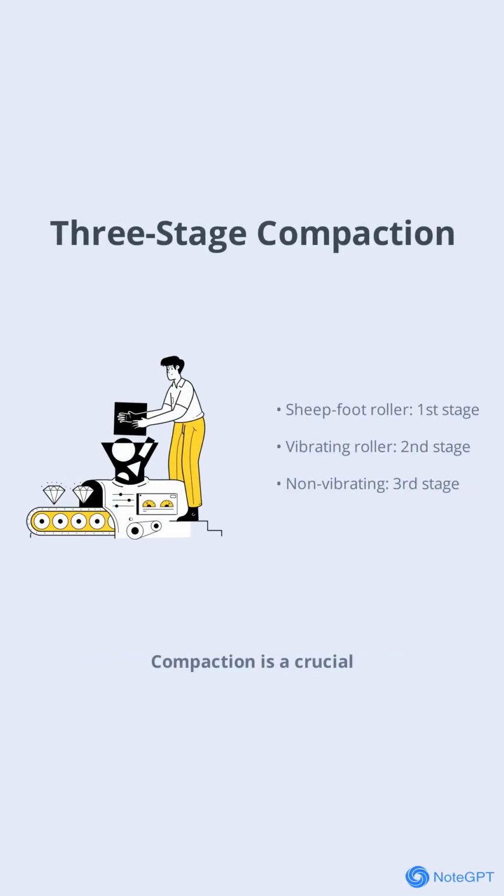Compaction is a crucial part of rock fill construction. To achieve optimal density and stability, a three-stage compaction process is used. The first stage involves using a sheepfoot roller or tamping equipment, followed by a second stage with a vibrating roller, and finally a third stage with a non-vibrating roller. Each stage serves a specific purpose, ensuring that the rocks are tightly packed and that the fill is free of voids. This process greatly enhances the strength and durability of the finished structure.